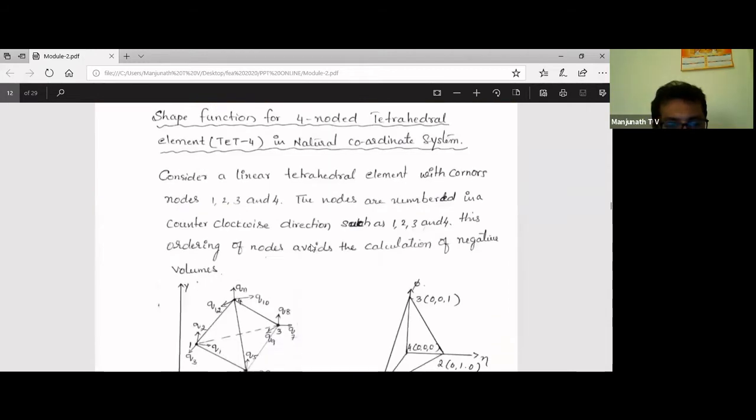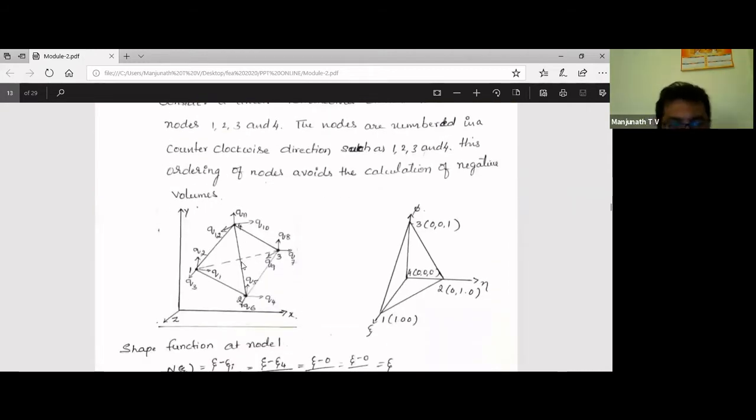system. Just consider a tetrahedral element in global coordinate system, which is then mapped into the natural coordinate system. In the global coordinate system, the tetrahedral element will look like this, having node numbers 1, 2, 3, 4. For this tetrahedral element, we always give node numbers in counterclockwise direction, because we consider the same way in the software also. So we are going to give the node numbers in counterclockwise direction: node number 1, node number 2, node number 3, node number 4.